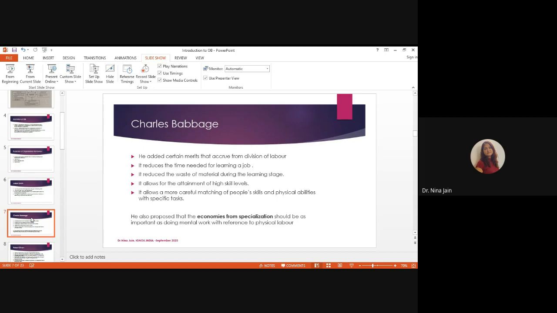He also says that it allows a more careful matching of people's skills and physical abilities with specific tasks. For example, if I'm making this package again and again, my subconscious mind will take it in, like when we drive. When we drive a motorbike or a car, what happens? Starting, we feel like we are trying to learn how to drive, but as time goes by, our subconscious takes that learning, and after that we don't have to think when we have to increase the speed or change the gear, it automatically happens.